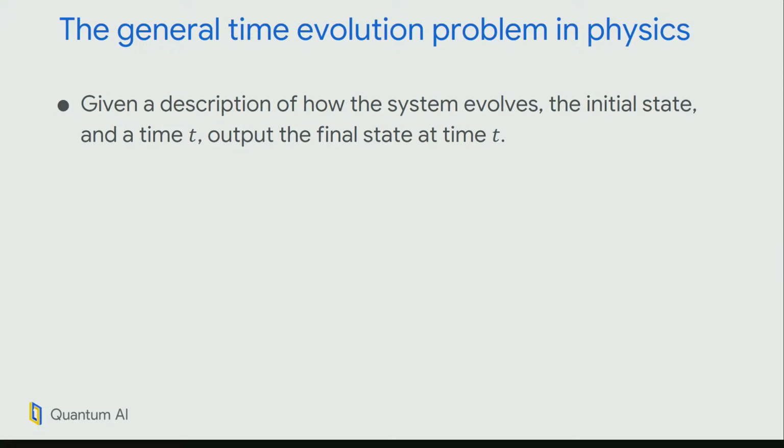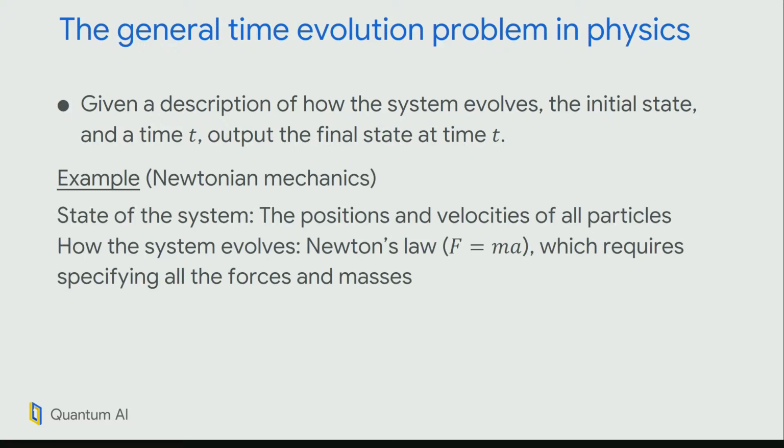So, for example, if we talk about classical physics or Newtonian mechanics, this problem would look like this. I'll tell you the state of the system right now at time t equals 0. This will be the positions and velocities of all the particles involved. And I'll tell you how the system evolves with time. Classically, this would be Newton's laws. For me to tell you Newton's laws, which is F equals ma, I need to tell you both sides of the equation, which means I'll tell you all the forces acting on all the particles, and I have to tell you the mass of all the particles.